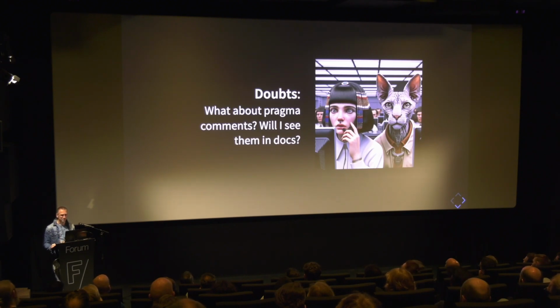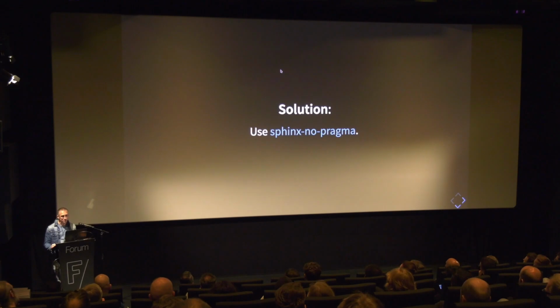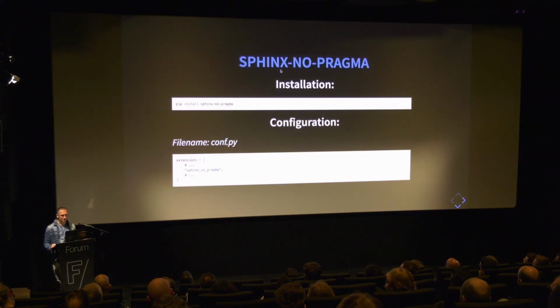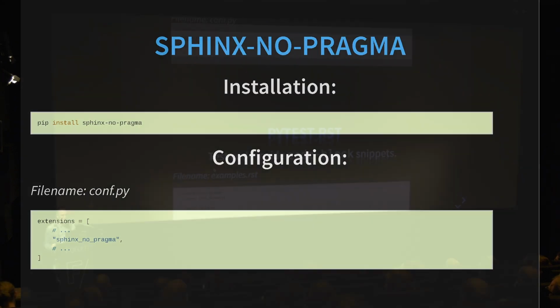You add pragma comments, and if you don't do anything about it, if you use literal include, these pragma comments will be included in your documentation too. But no worries, you can use Sphinx no pragma, which strips all the pragma comments from the generated documentation. This is how you install it and how you configure it. You add it to the Sphinx configuration.